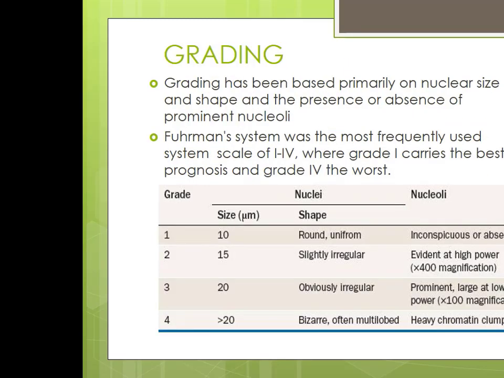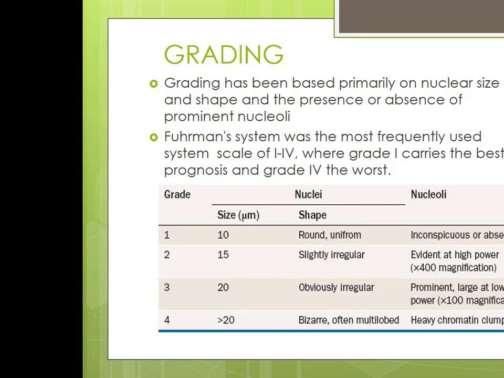Grading. We have two grading systems for classification of RCC. One is the Fuhrman grading system and the other one is the WHO. Fuhrman grading system was used in the past, it is not used currently, but it grades the tumor into 4 grades, where grade 1 carries the best prognosis and grade 4 carries the worst. It classifies the tumor on the basis of nuclei, its size and shape, and nucleoli.